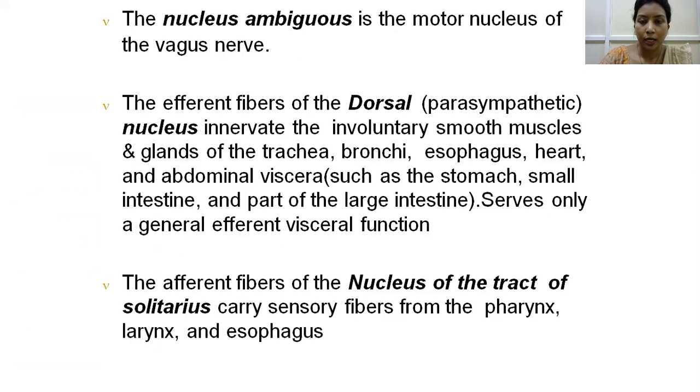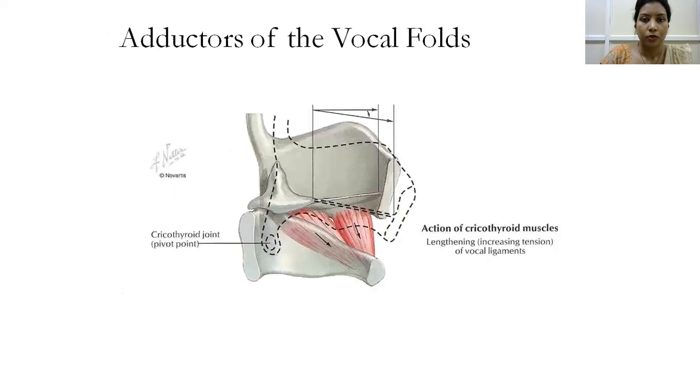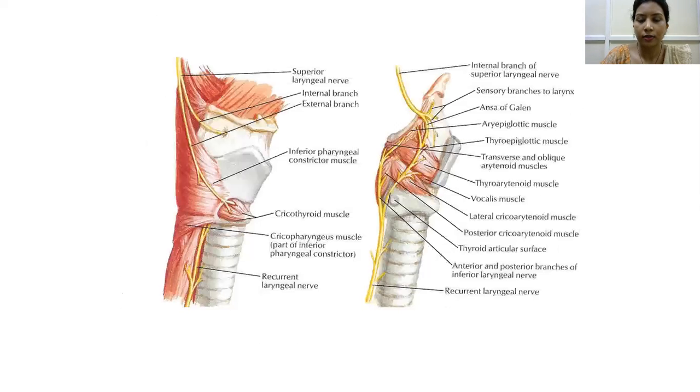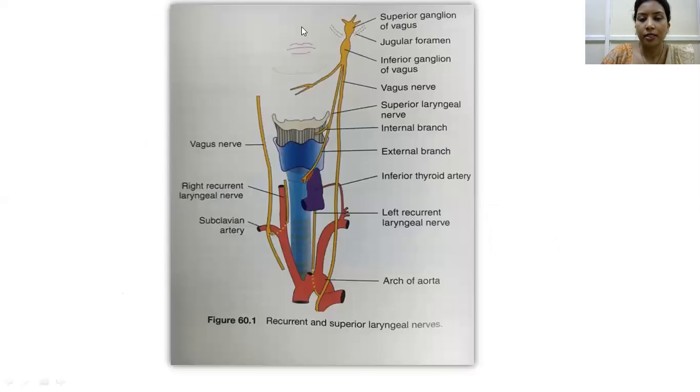The ambiguus provides the motor fibers, and the dorsal nucleus provides your involuntary smooth muscle efferent fibers, which have a parasympathetic function. The sensory fibers, or the afferents, go to the nucleus of the tractus solitarius. So, in short, the fibers from all these three nuclei form the vagus nerve inside the brain, and it passes out through the skull through the jugular foramen.